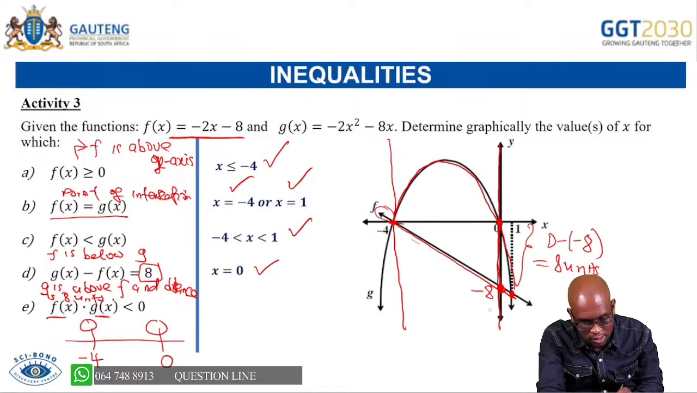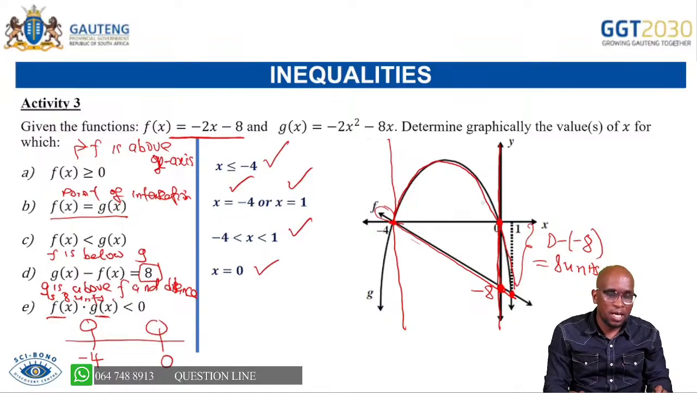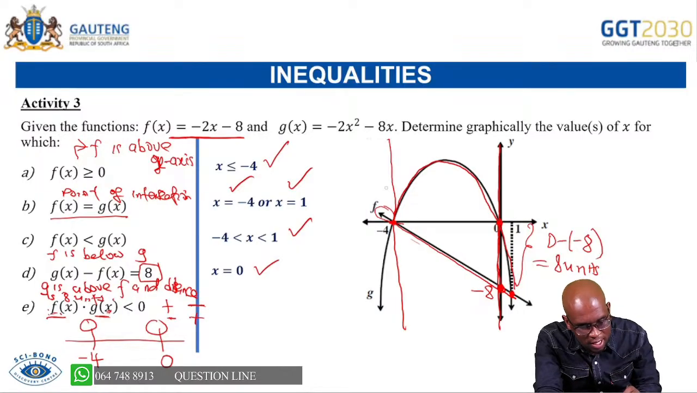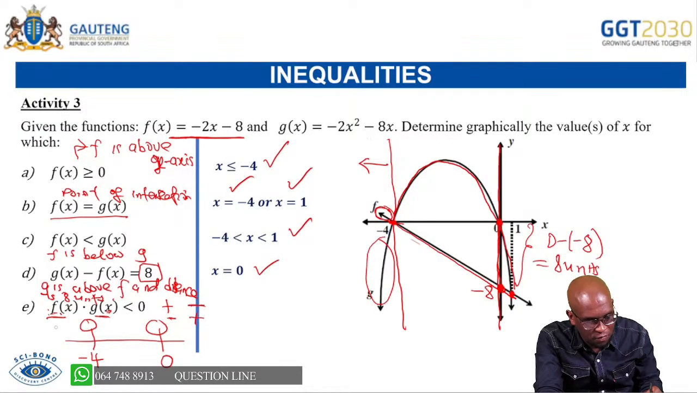Yeah, those are the x-intercepts that we would focus on. And then from there, for both these graphs, for you to get a negative, one must be above and the other below. So we can see that on this side, f is above and g is below. So f is positive and g is negative. So we have a negative this side.